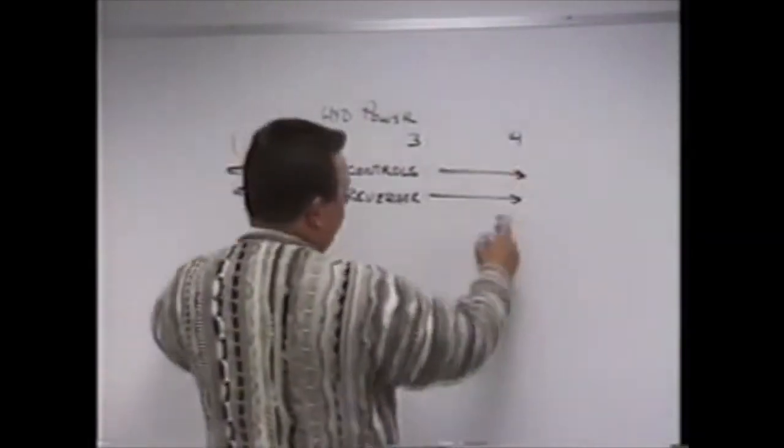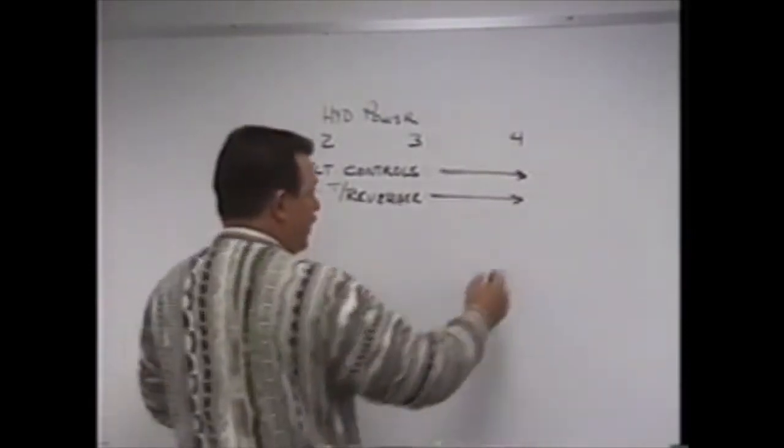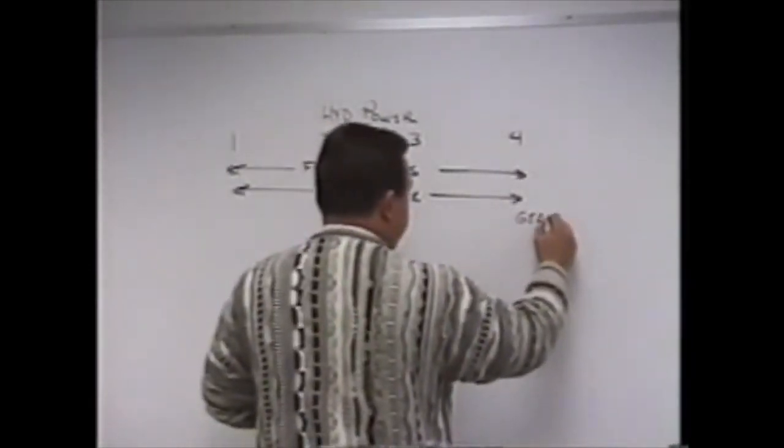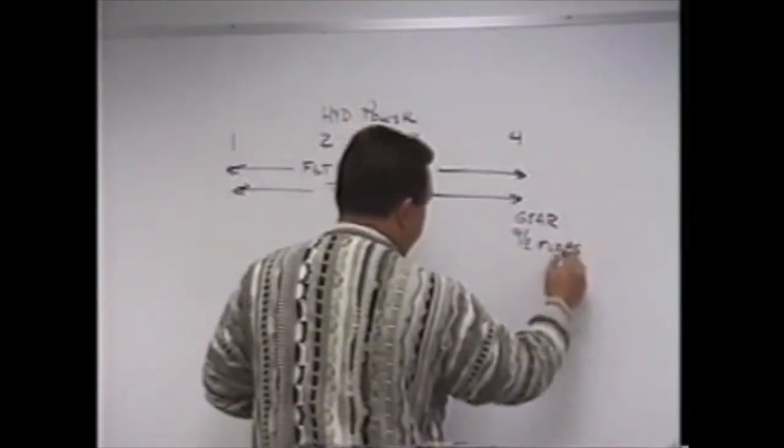1 and 4. 1 and 4 are your big systems, things you need for takeoff and landing on hydraulic systems 1 and 4. Items such as gear, trailing edge flaps, and brakes.